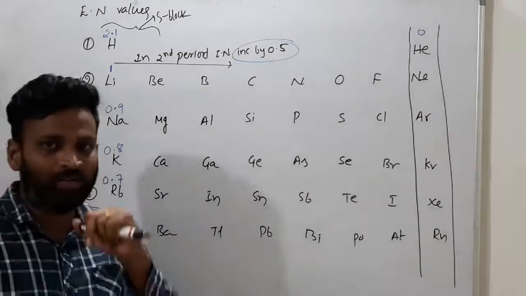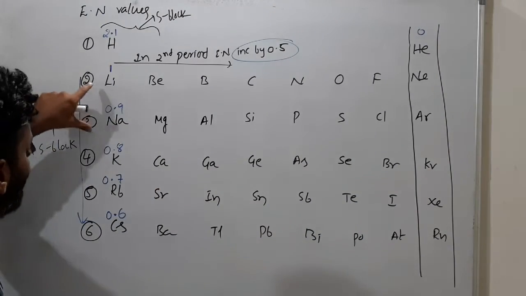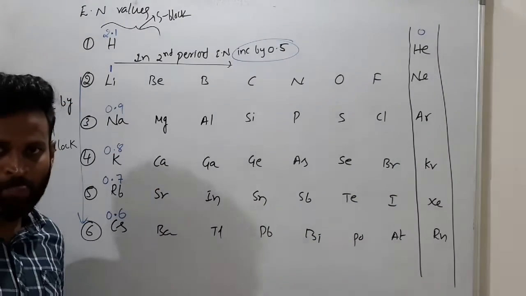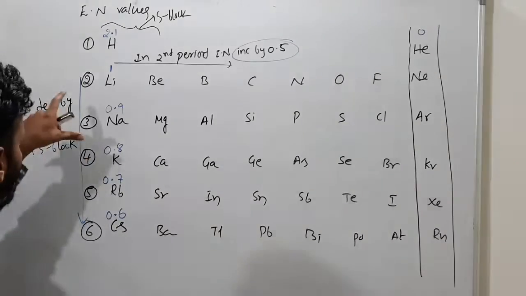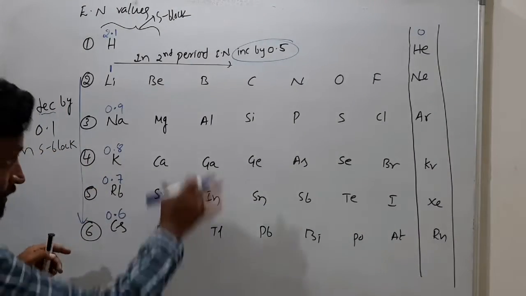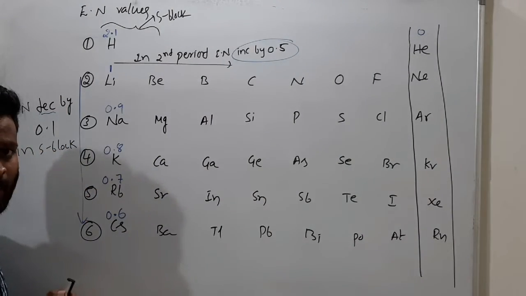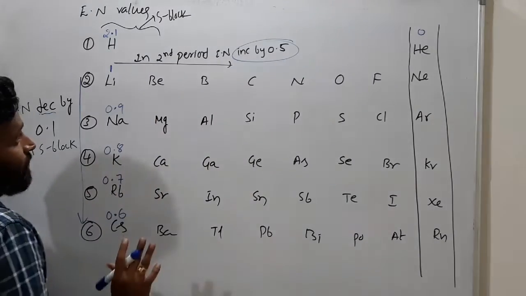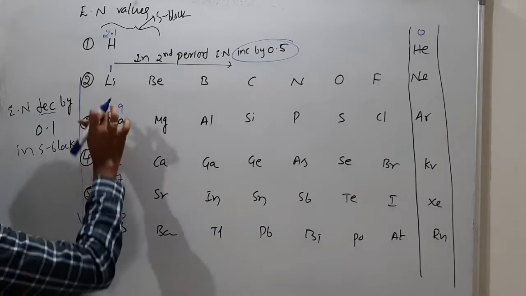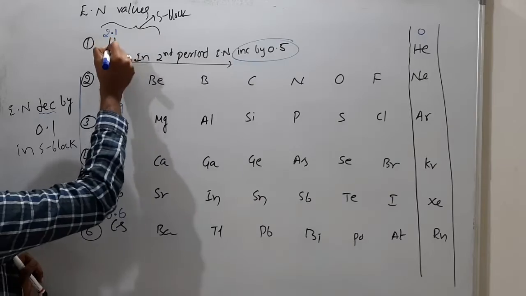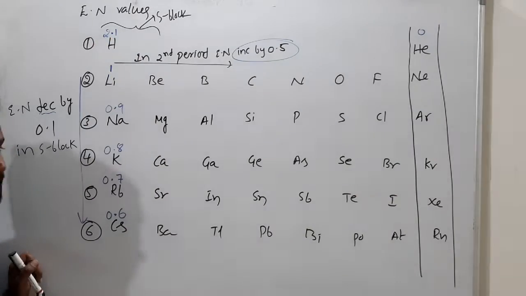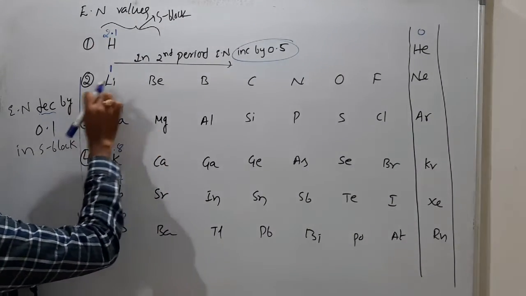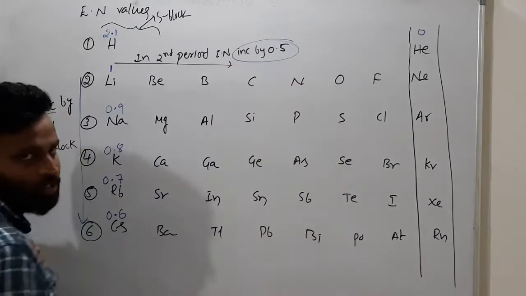Please remember, very important. Maximum, second and third period they will ask you. Okay. So these are not much important, but I will tell you all these things. But second and third period is very important. Okay. So lithium 1 you remember, hydrogen 2.1 you remember, electronegativity value. So in second period electronegativity increased by 0.5.